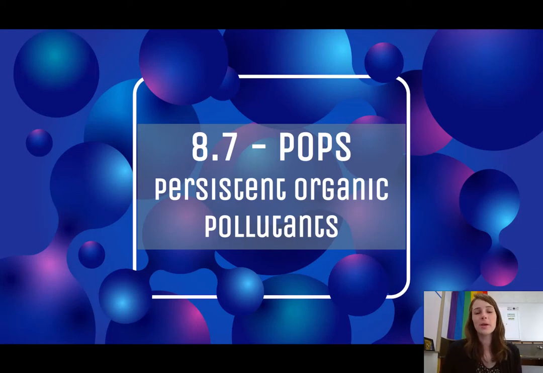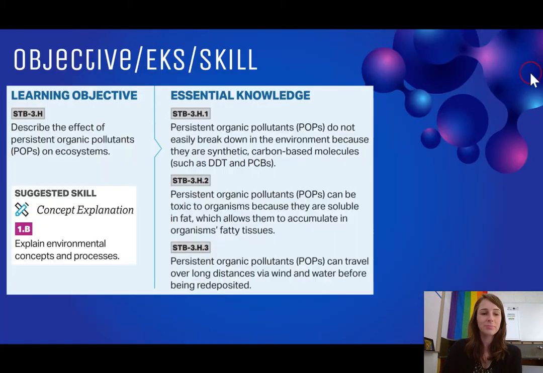Everybody. Today we're going to be learning about section 8.7, which is about persistent organic pollutants, which are often called POPs for short. The learning objective for today is that you can describe the effect of POPs on ecosystems. Some of the essential knowledge that we're going to gain is what persistent organic pollutants are, how it is that they are toxic, and the ways that they can be dispersed.